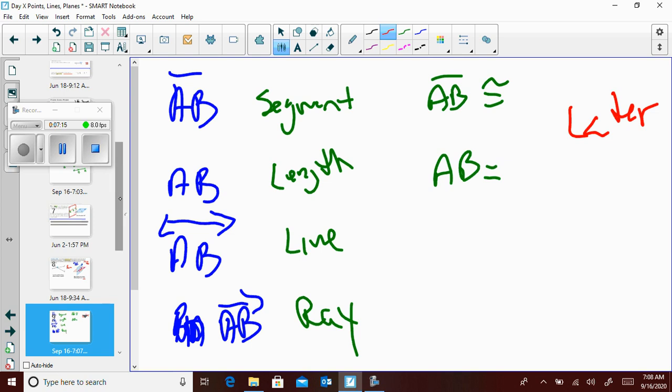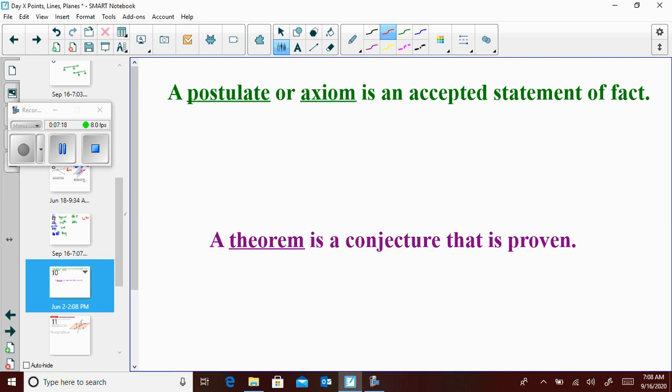Last thing we have is just 2 vocabulary words, or 3, I guess. A postulate or an axiom. Postulate, axiom. We're accepting it as a statement of fact. We don't have to prove it. A point's a point. A line's a line. I can look at it. I know it. This is like common sense. Like, all right, look, I know what a line is. I can look at it. I know it's a line. I know it's a segment. A postulate, we just know it's true by looking at it.